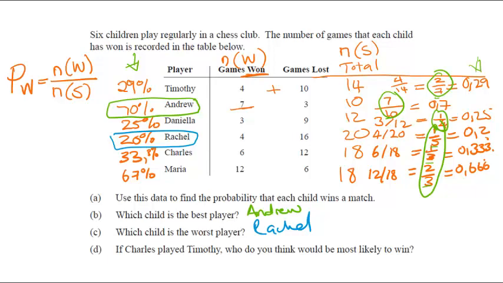Next question, if Charles played against Timothy, who do you think would win? So we're saying that the probability for Charles is 33% and Timothy is 29%. Who is more likely to win? The answer is going to be Charles, because Charles has a higher probability of winning.